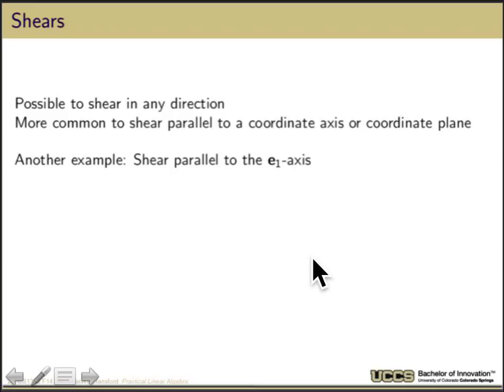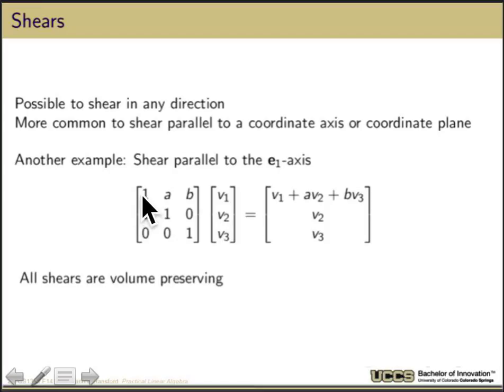Parallel to the E1 axis means I have to keep V2 and V3 for the first element. So I'm going to have 1, A, B as my first row, and then the identity matrix for the rest of the matrix. And that's going to make the first row, the one parallel to the E1 axis, have a shearing with V2 and V3. The other two columns will be left alone. And we'll show a little bit later that all shears are volume preserving, but we'll come back and show that after we get to how to compute volumes.